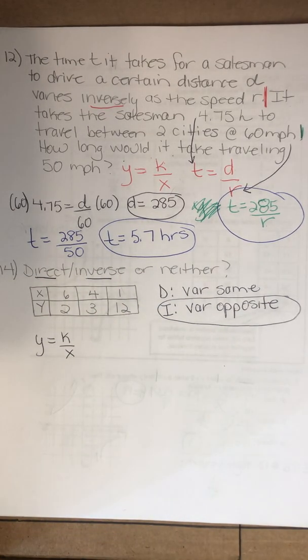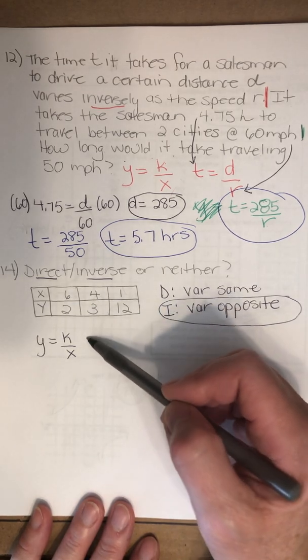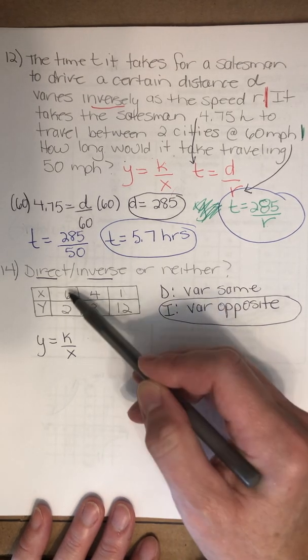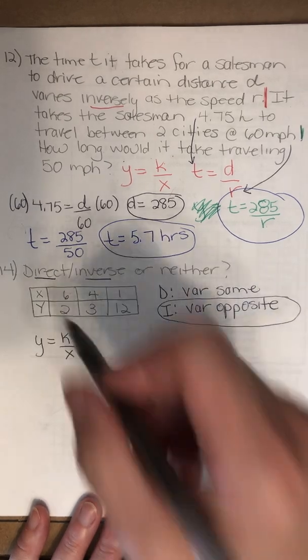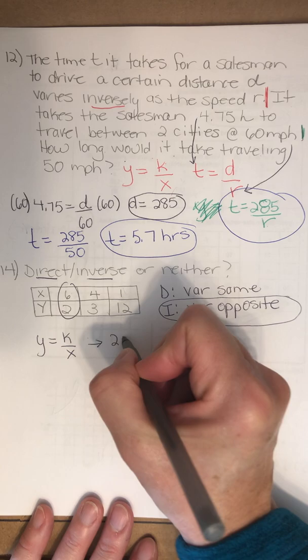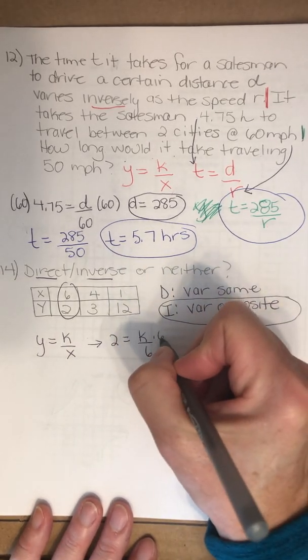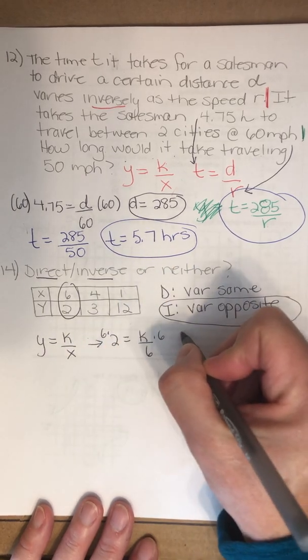Let's take a look. Every time, let's put in the x and the y they gave us and find the k. For each set of points, we're going to do this 3 times. Okay, here's our first set of points. Our y is 2, and our x is 6. Let's multiply both sides by 6. Our k is 12.